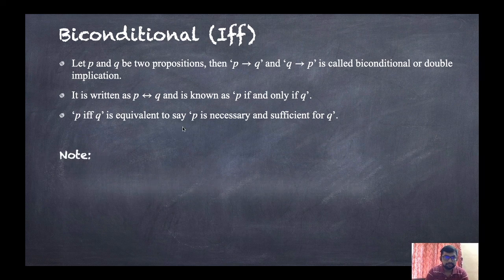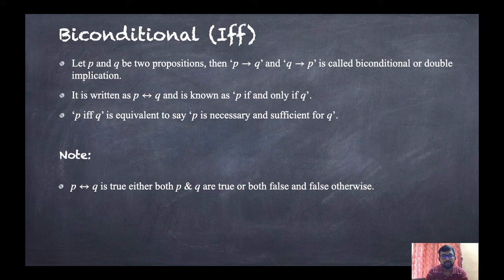Let us take note. P double implies Q is true if either both P and Q are true or both are false, and false otherwise. Again, P double implies Q is true if either both are true or both are false, else false. This one is important.